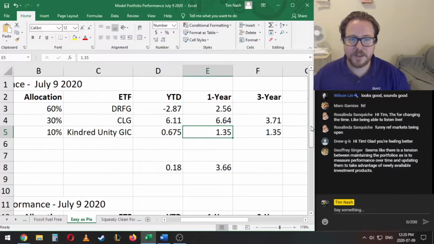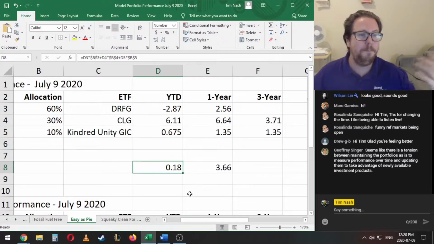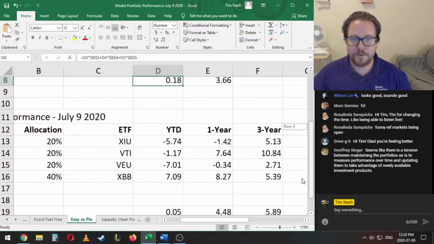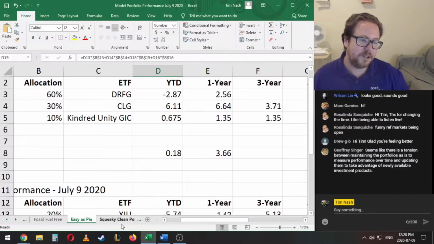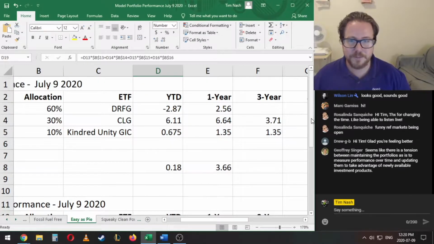You can see here that the portfolio has performed about as expected. Again, very similar to the standard portfolio performance, which was flat. Although these are all in Canadian dollars, so maybe I should switch up my benchmarks a little bit there.